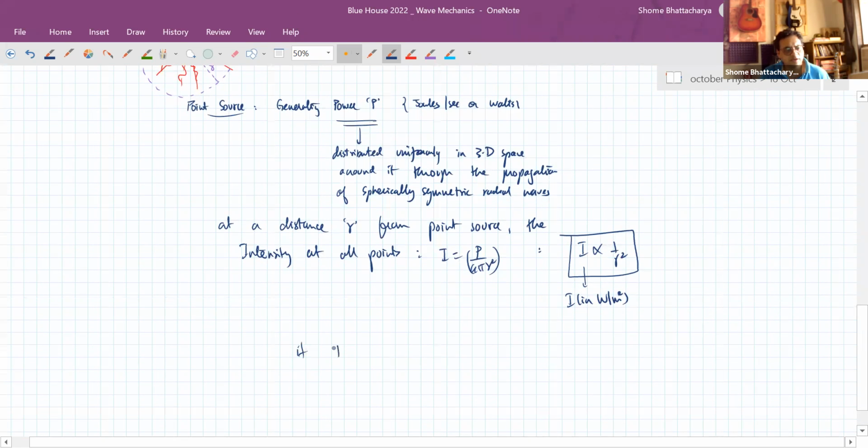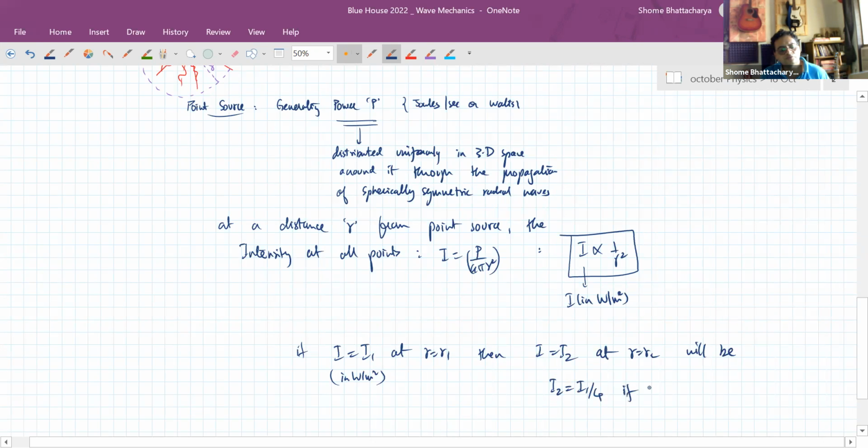So for example, if I is equal to I1 at r equal to r1 in watts per meter square, then I equal to I2 at r equal to r2 will be: I2 will be equal to I1 by 4 if r2 is equal to 2r1, or I2 will be 4 I1 if r2 is equal to r1 by 2. If I come closer to the source by a factor of half the distance, then my intensity in watts per meter square will increase by a factor of 4-fold. Whereas if I move further away, such that I'm doubling my distance, every time I double my distance, my intensity will become 1/4.